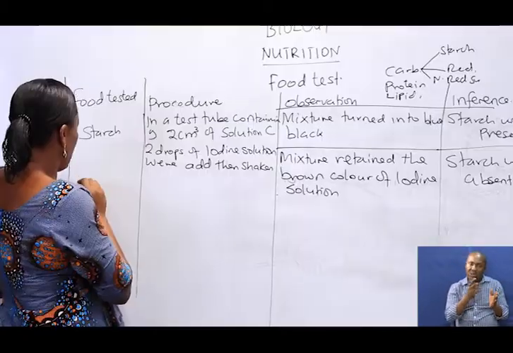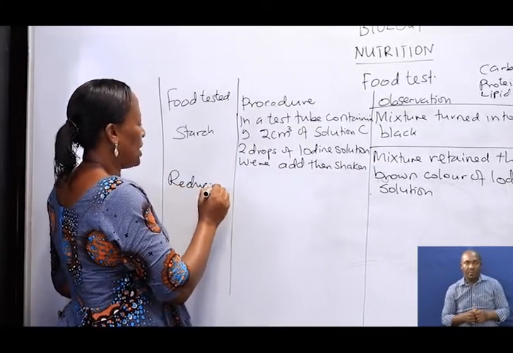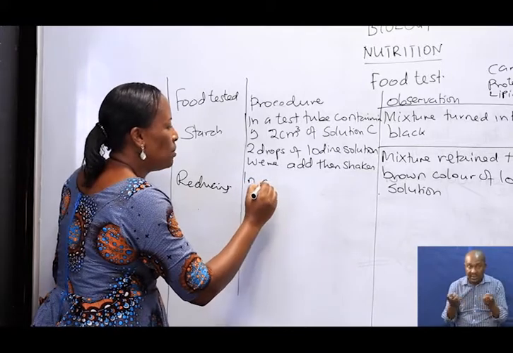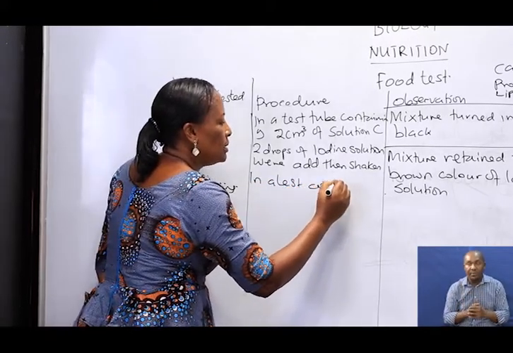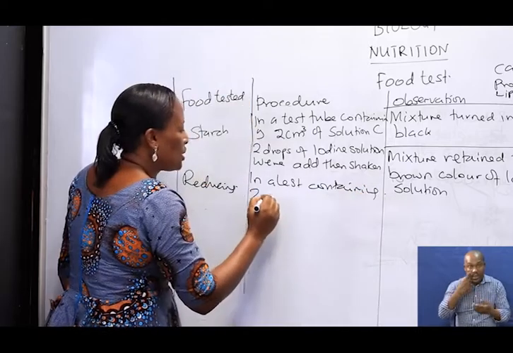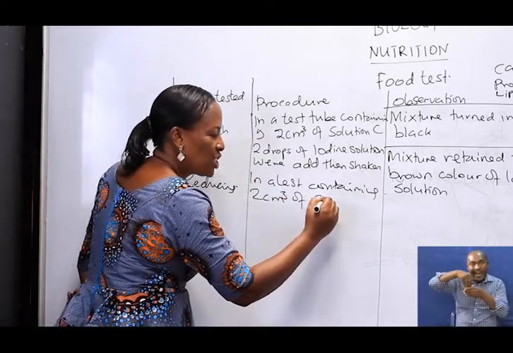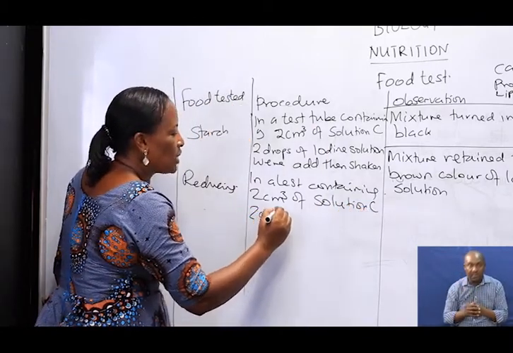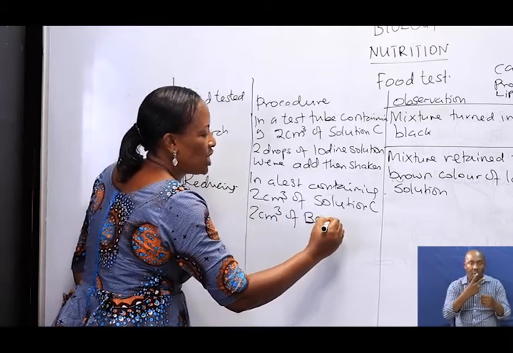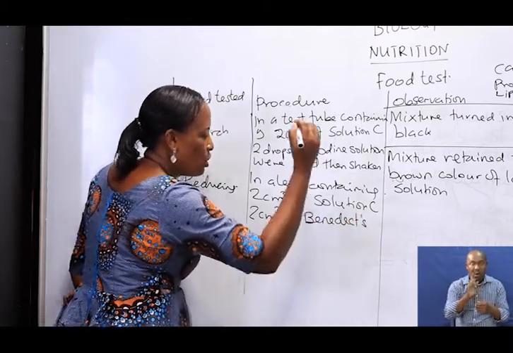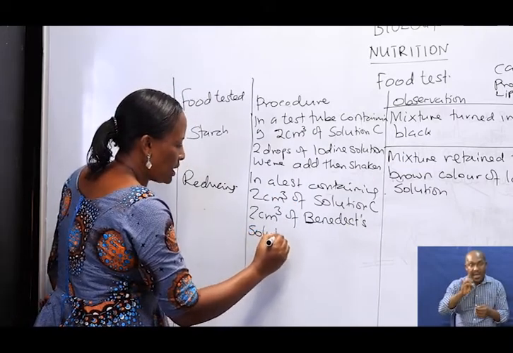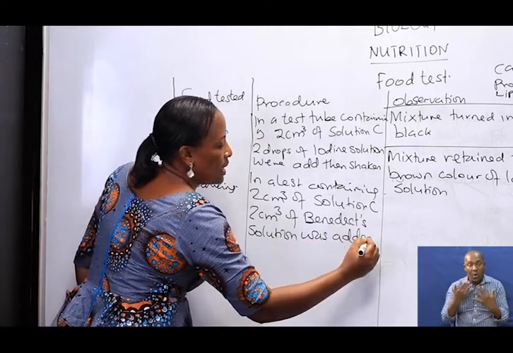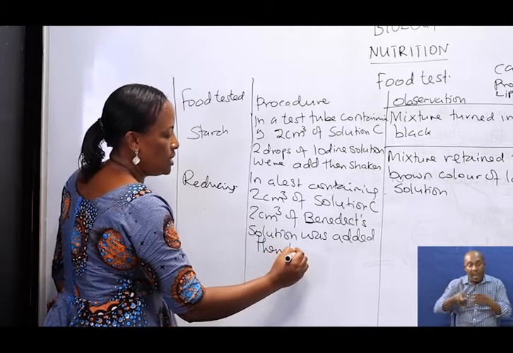Next test is reducing sugar. The same procedure, those 5 elements: in a test tube containing 2 centimeters cubed of solution C, 2 centimeters cubed of Benedict's solution, which is blue in color, was added, then boiled.